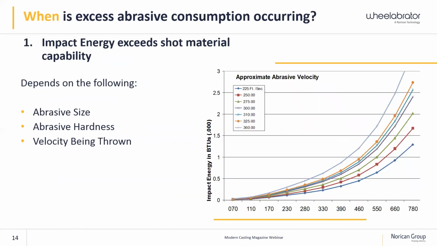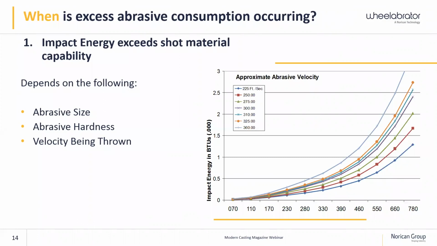Here we go. So when is some of the excessive abrasive consumption occurring? I've broken it down into about 4 different areas with this abrasive consumption. The first one we'll talk about is the impact energy. Okay, so if the impact energy, as the slide says, exceeds the shot material capability. If you can look at the slide, I'm not sure how great this is showing up on everybody's computer, but across the bottom, I have different abrasive sizes from an S70 all the way up to an S780.